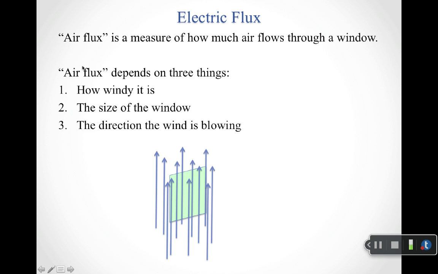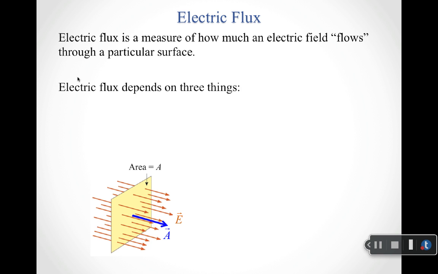So these are the three things that air flux depends on, and what we'll see is electric flux is pretty much going to work exactly the same way. Electric flux is a measure of how much an electric field flows through a particular surface. Another way that we'll talk about this is how much your electric field lines pierce your surface. That's what the electric flux is trying to tell you. And again, it depends on three things.